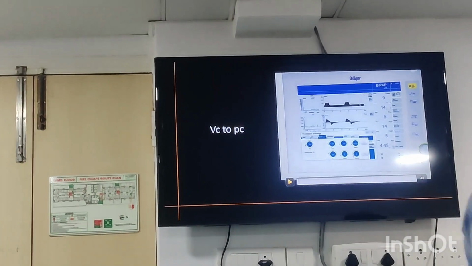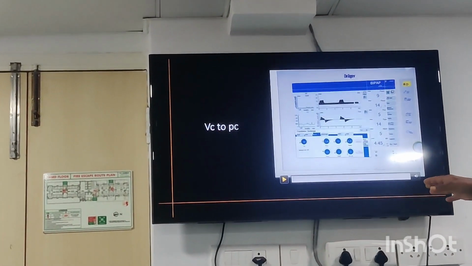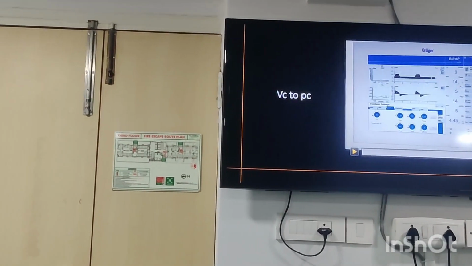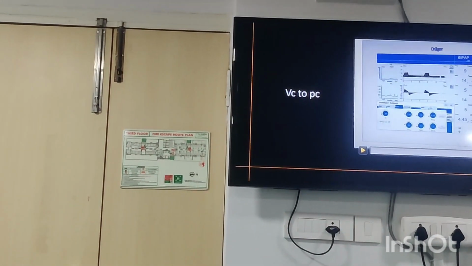Is it understood? Clear on this? So don't look at the flow characteristic and say it is flow cycled here. It is still time cycled. Clear? That is the pressure control, right?